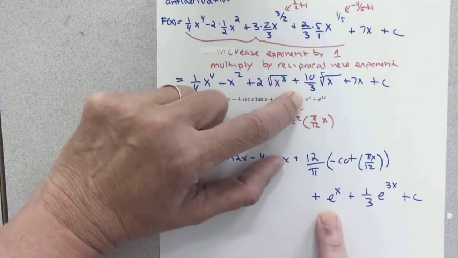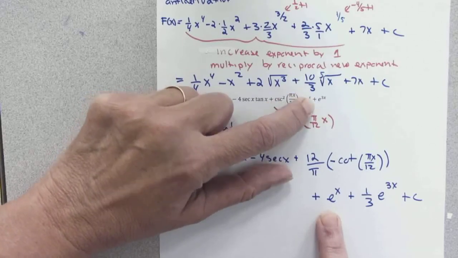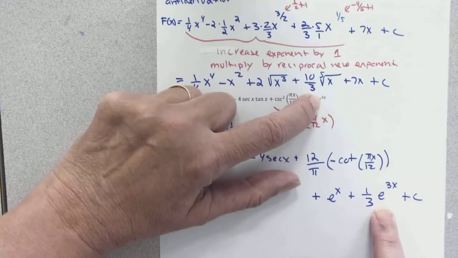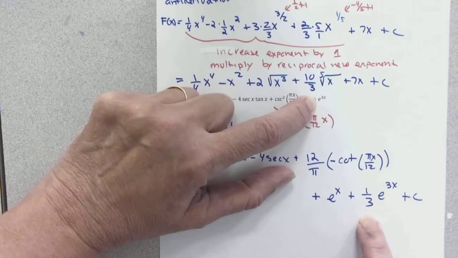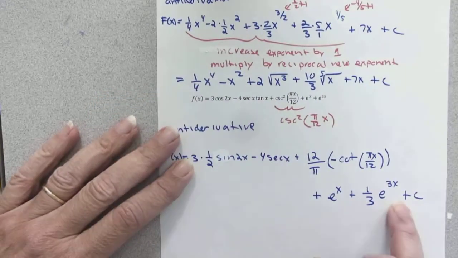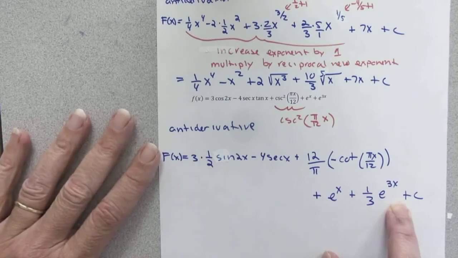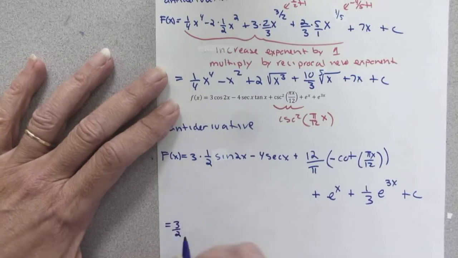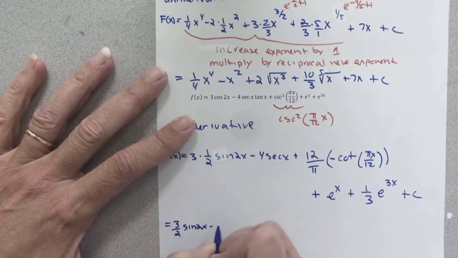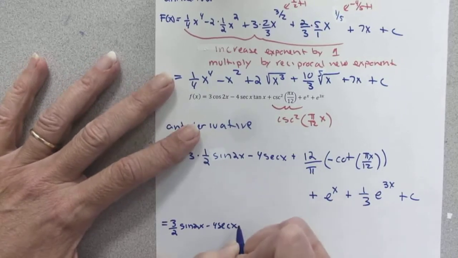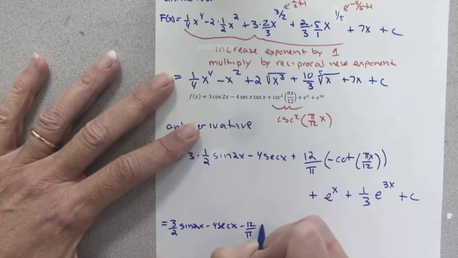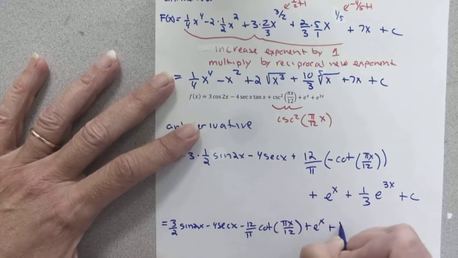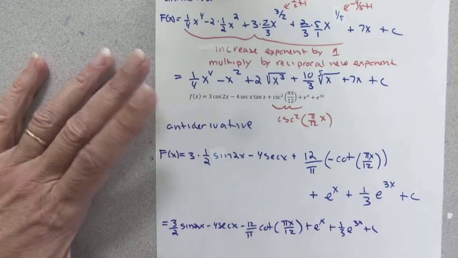Then e to the x. E to the x is its own derivative, so it's its own antiderivative. And then lastly, e to the 3x. The effect of that slope, linear arguments, is that I'm going to divide by it, multiply by the reciprocal, 1/3, and then e to a linear exponent always just repeats itself. Now let's make this look a little prettier. So that's 3/2 sine 2x minus 4 secant x minus 12 over pi cotangent pi x over 12 plus e to the x plus 1/3 e to the 3x plus c.